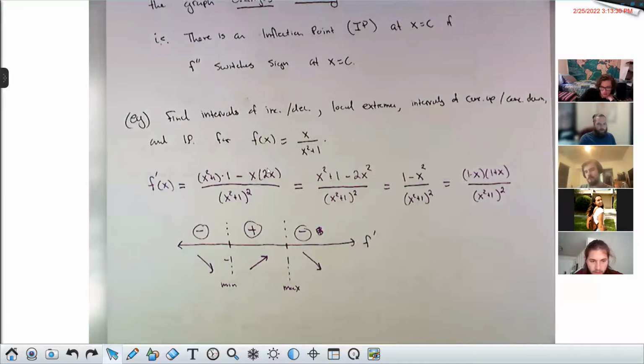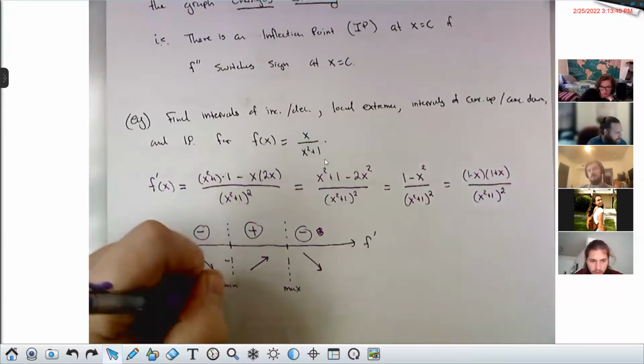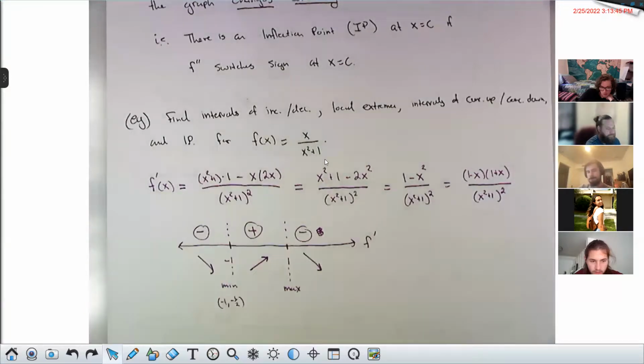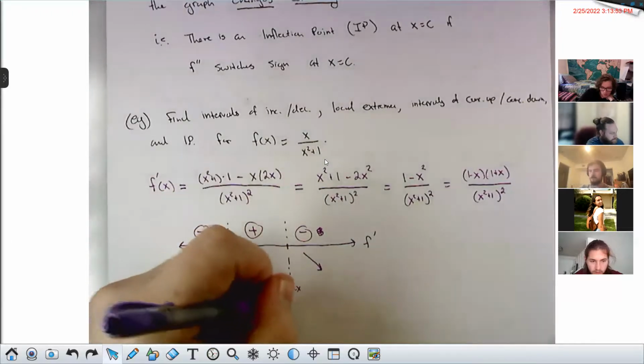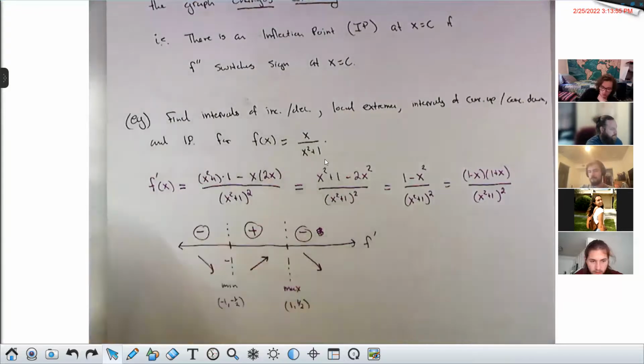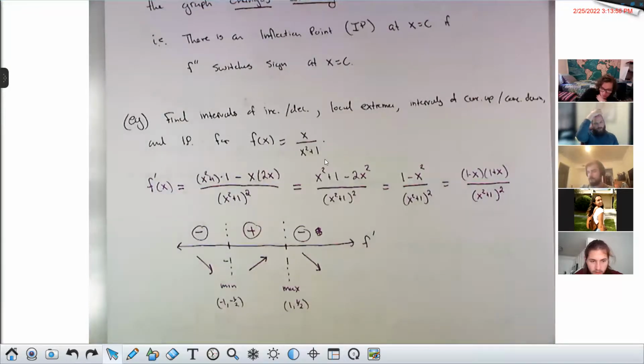When x is negative 1, the function value here is negative 1 divided by negative 1 squared plus 1, which is negative 1 over 2. So this point is negative 1, comma, negative 1/2. If I plug positive 1 into this function, I get 1 over 1 squared plus 1, which is positive 1/2. So I have a local min at negative 1, comma, negative 1/2, and a local max at positive 1, comma, positive 1/2. And I also get my intervals of increase and decrease.